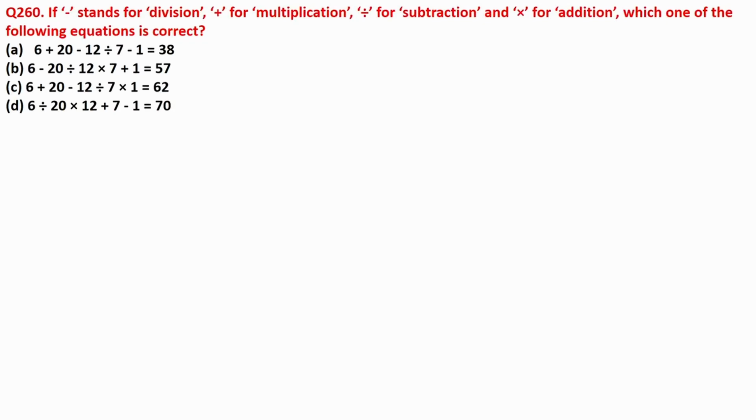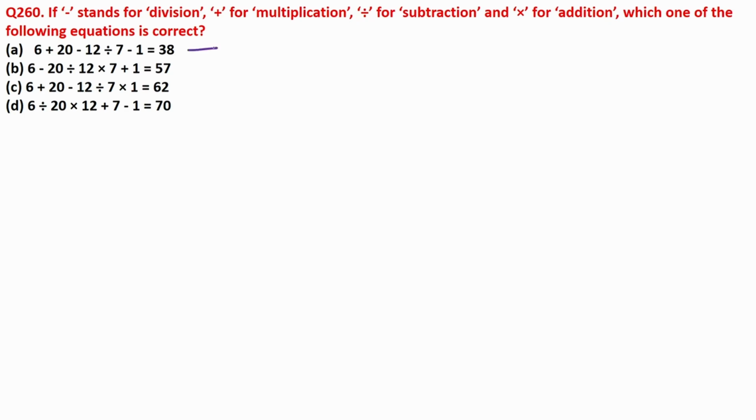Next, again, it's completely option verification. You have to replace with a few symbols. Minus stands for division, plus stands for multiplication, division is for subtraction, and multiplication is for addition. Which one of the following equations is exactly correct? Again, you should just verify through the BODMAS rule only.